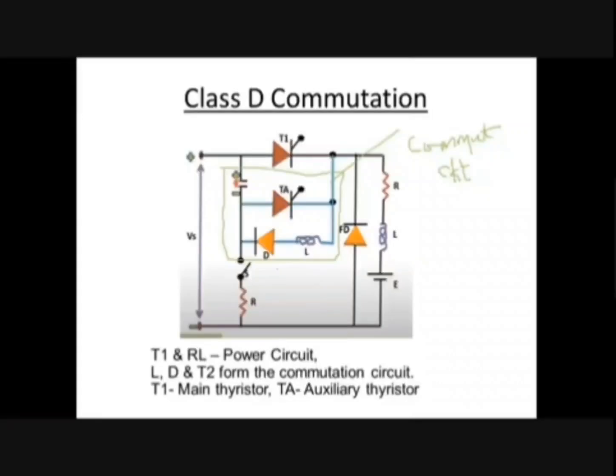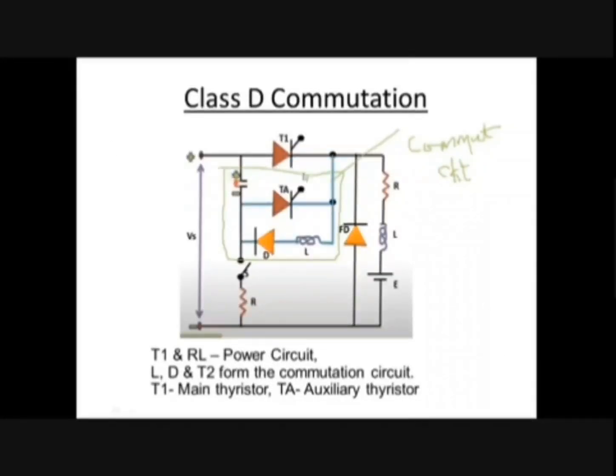Now our aim is to turn off the SCR T1. That's our discussion. Now we'll see how it is happening. Basically, it will happen in two different modes. In order to understand this commutation, we have to make certain assumptions.